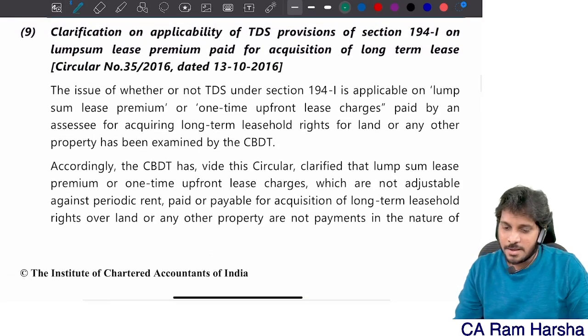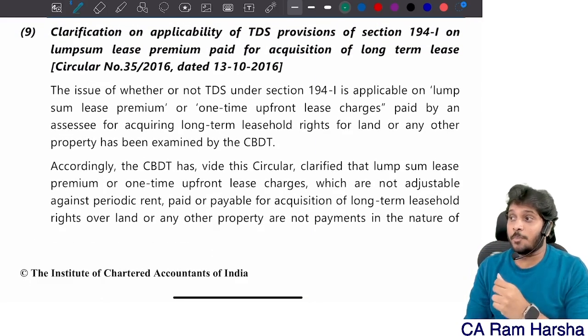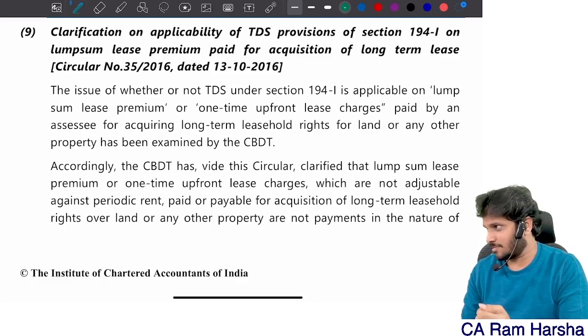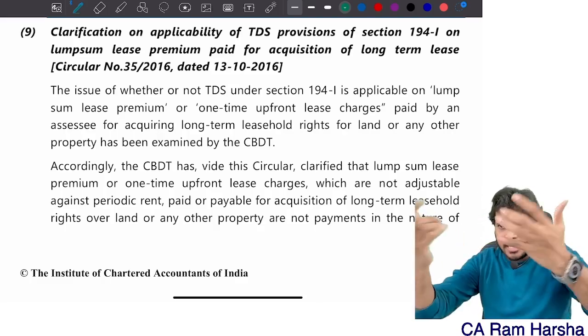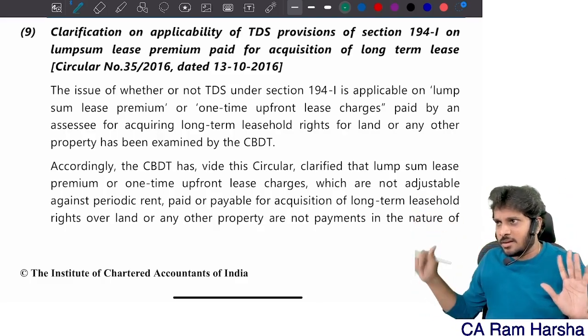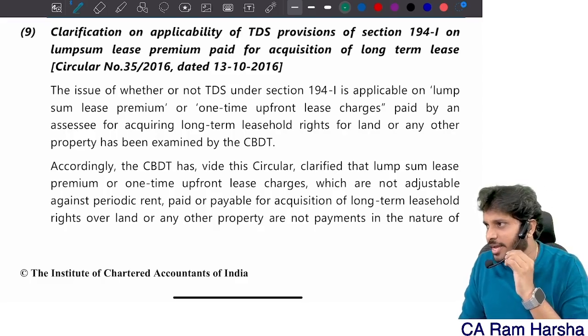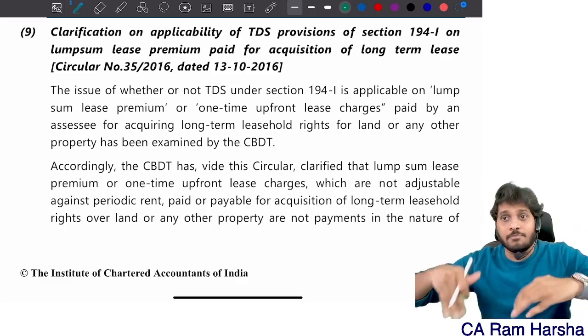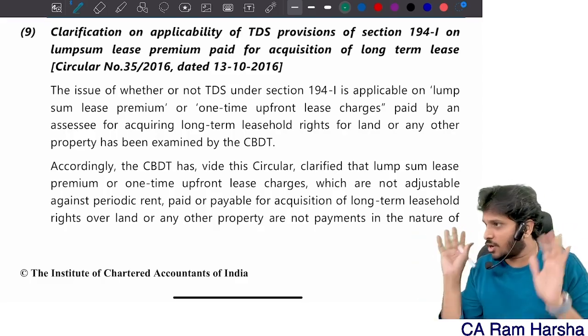That's it. Now, sometimes you take assets on lease. If you pay upfront lease amount, like you are not paying monthly, will TDS provision under 194I apply? No. If at all you are paying upfront amount, 194I provision will not apply.